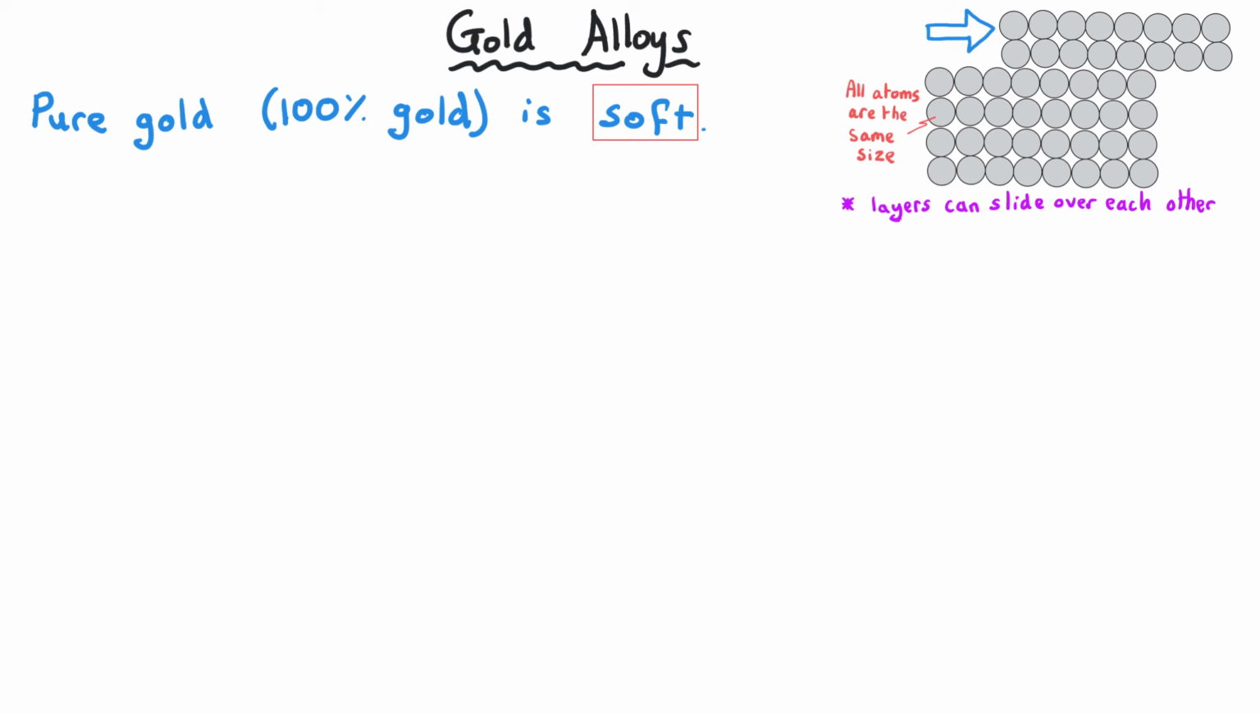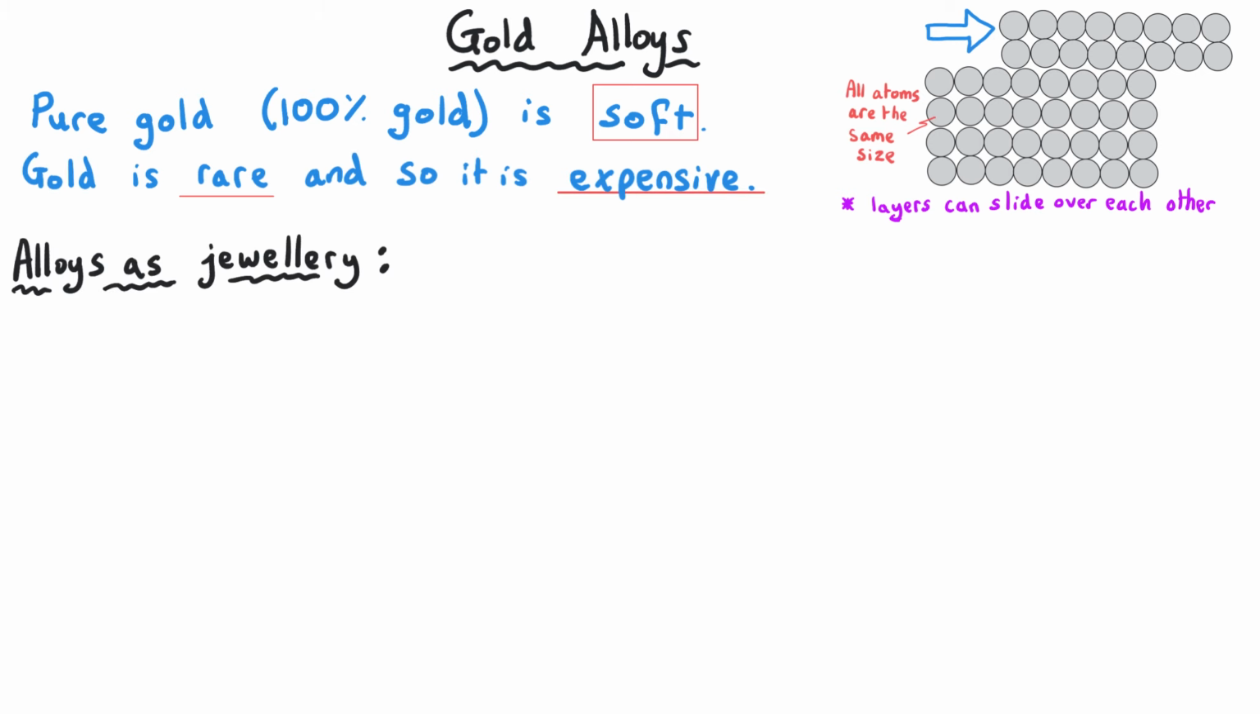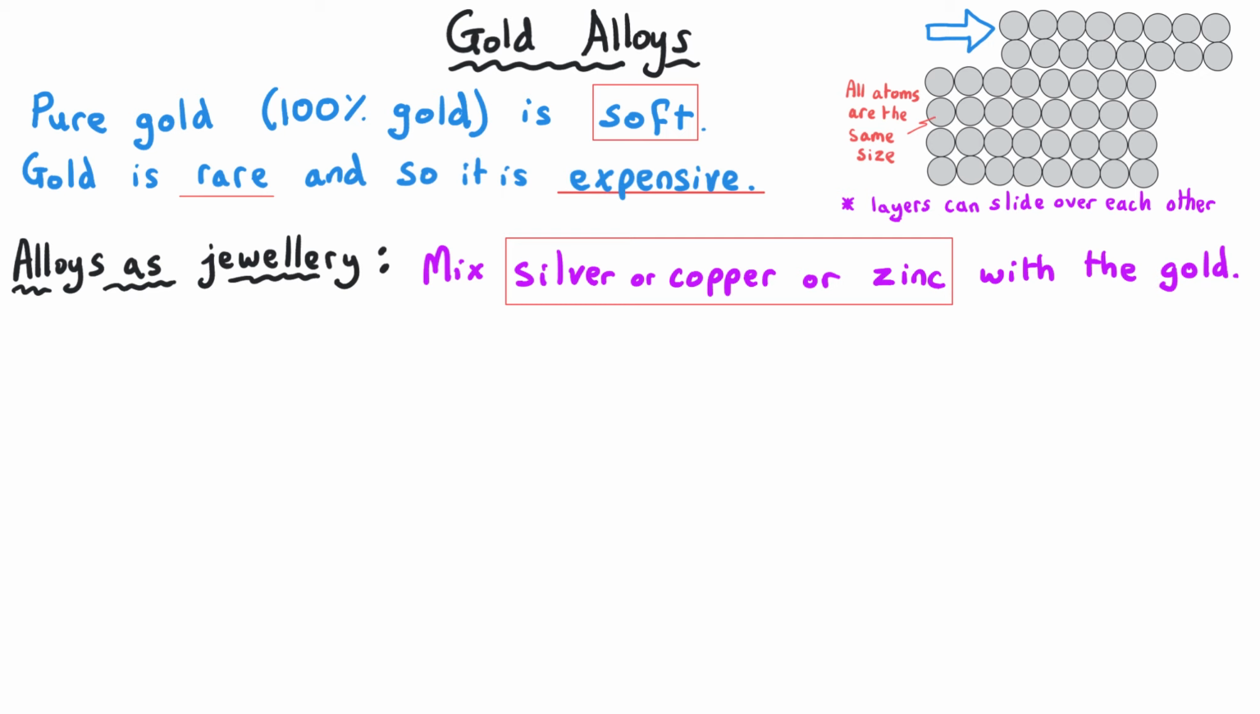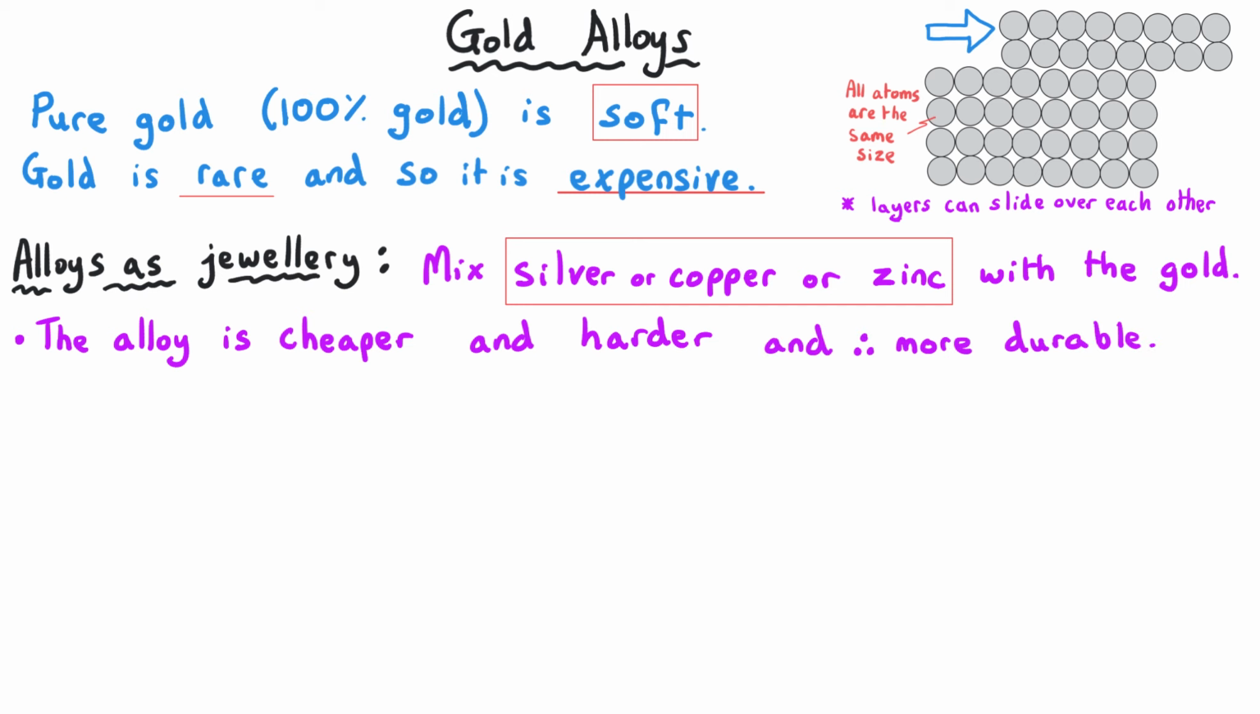Additionally, gold is very rare and so it is quite expensive. And so to make jewellery as an alloy, we take our pure gold and we mix in some of a second metal, for instance, silver or copper or zinc, and sometimes a combination of more than one of those. And what we get then is some jewellery that has got similar properties, but is significantly cheaper. And the alloy will definitely be harder, and that will allow the gold that is produced as an alloy to be a bit more durable and robust.